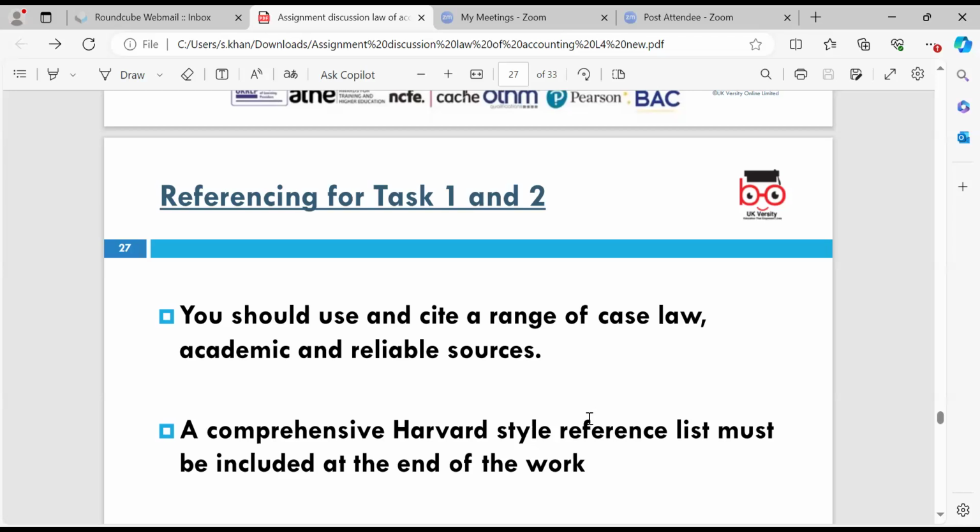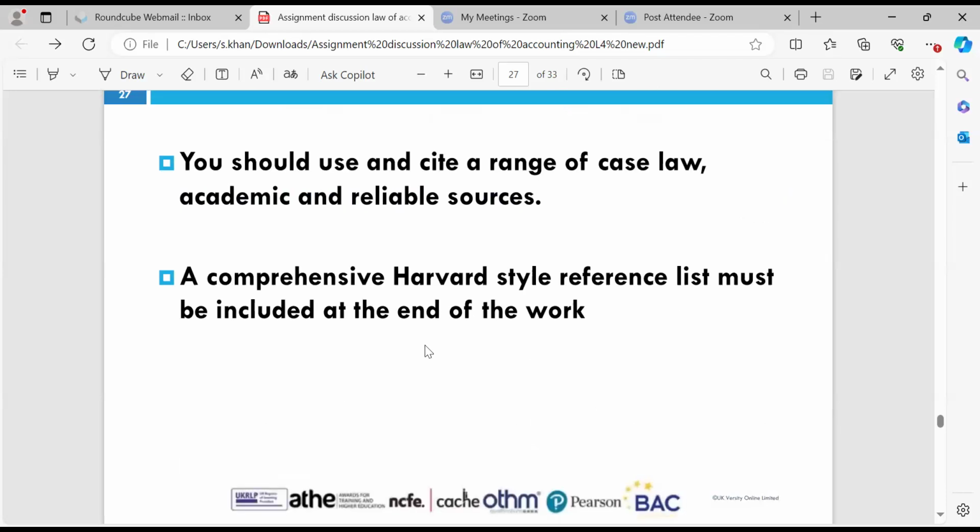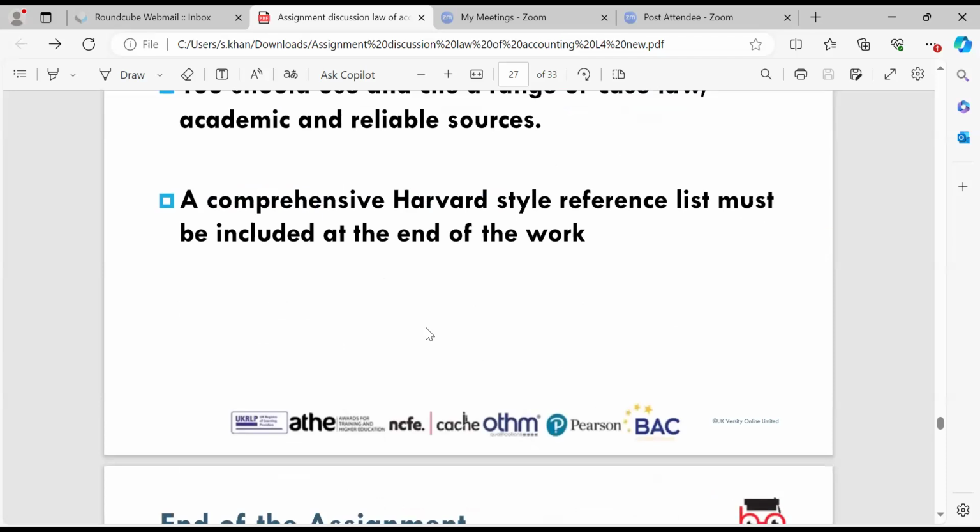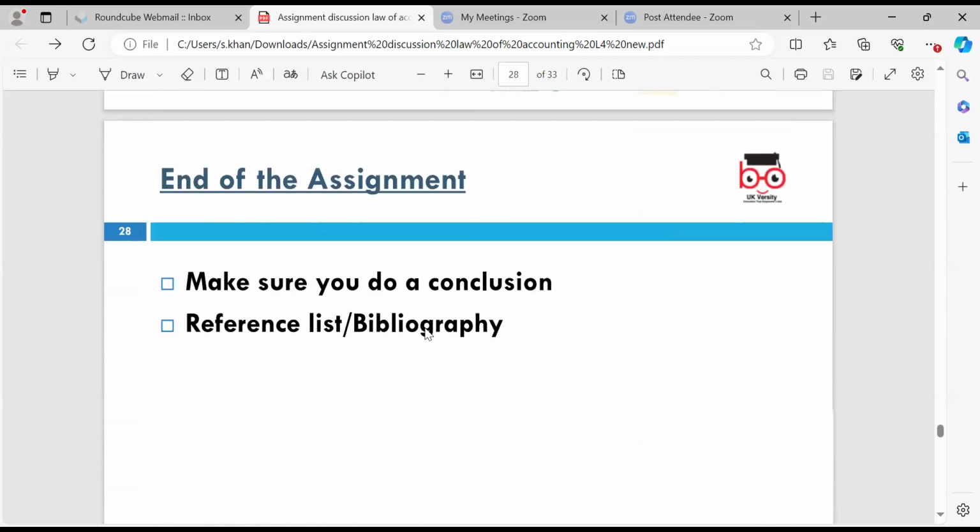Okay. Referencing, you need to cite a range of case law and academic sources, and the referencing system we use is the Harvard referencing system, and that must be included at the end of your work.